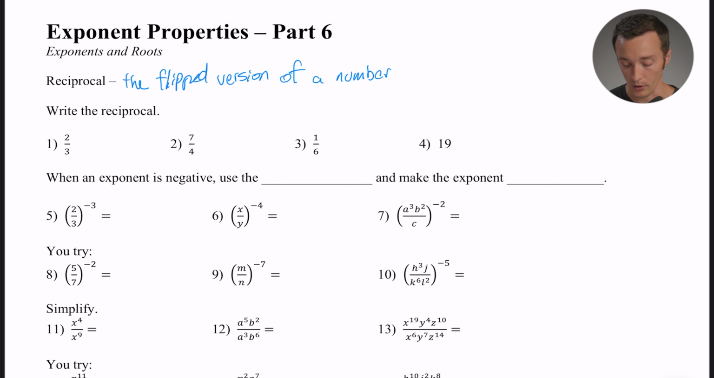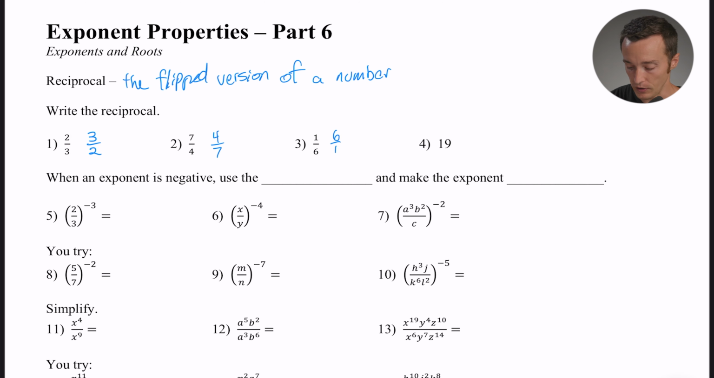So it says write the reciprocal. Well, if you think of 2/3, 2 is in the numerator, 3 is in the denominator. The reciprocal, if we were to flip that or invert it, would be 3/2. You're literally just changing the positions. So the reciprocal of 2/3 is 3/2. The reciprocal of 7/4 would be 4/7. The reciprocal on number 3, the reciprocal of 1/6 would be 6/1.